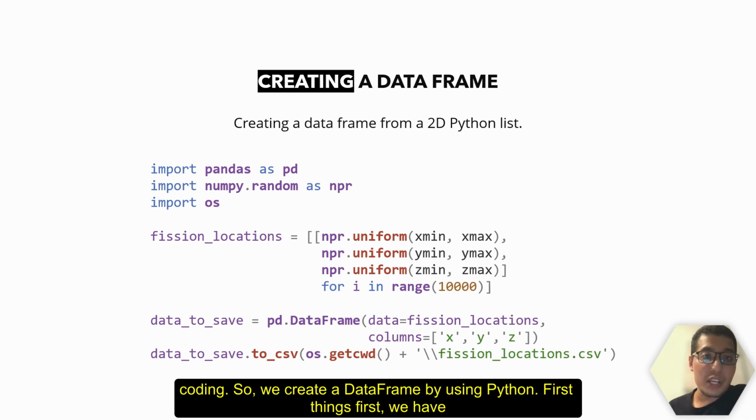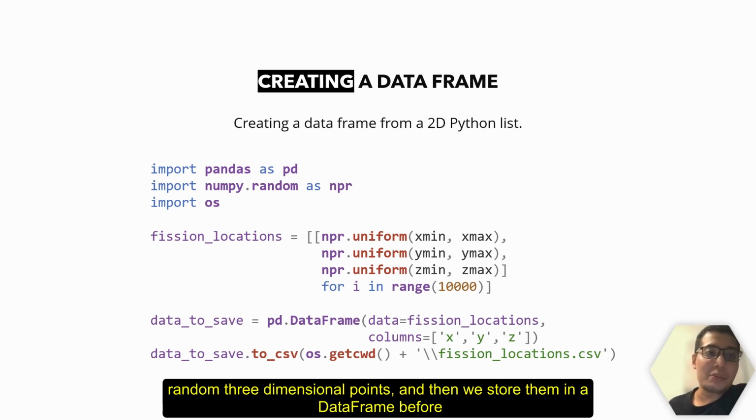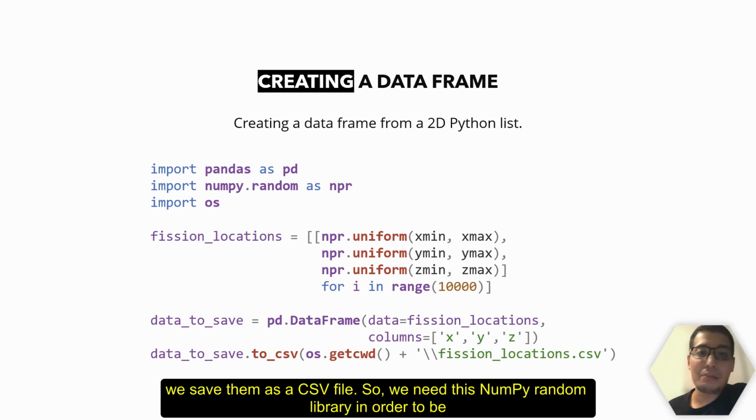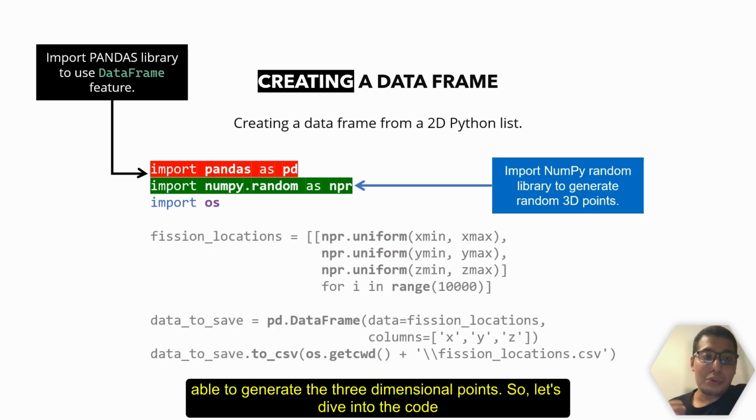We create a data frame by using Python. First things first, we have to import the Pandas and NumPy random libraries, and then we generate a list of random three-dimensional points, and then we store them in a data frame before we save them as a CSV file. We need the NumPy random library in order to be able to generate the three-dimensional points. So let's dive into the code itself.